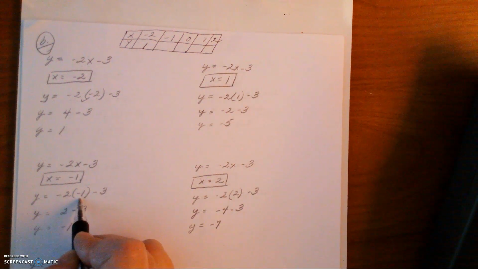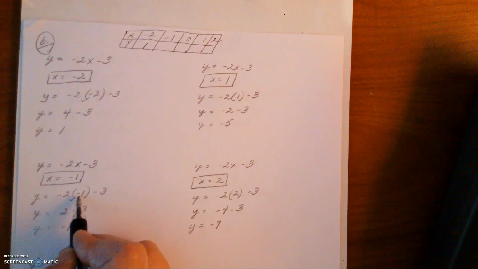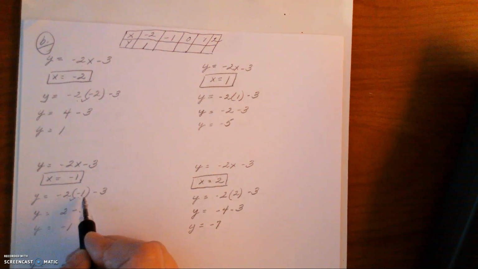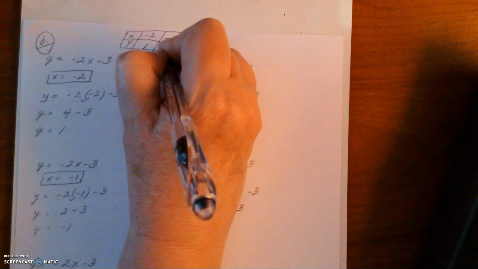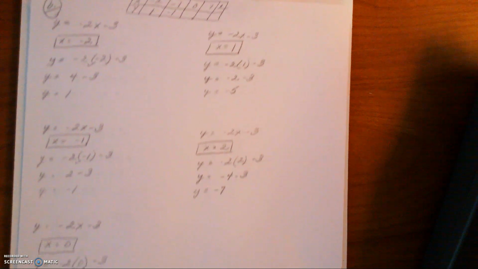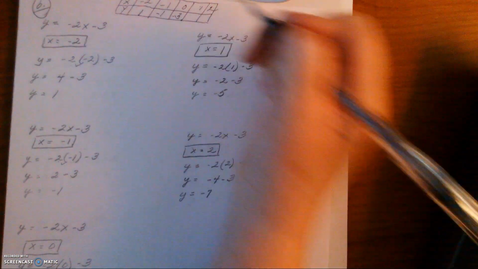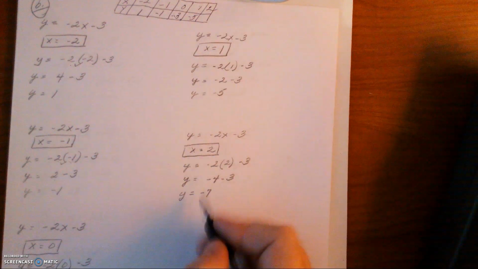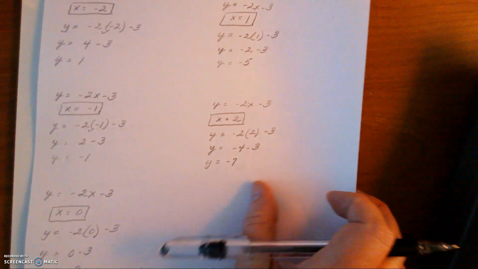So the next number we need to check is -1. So we put it where the x is. So y equals -2 times -1 minus 3, which gives you a positive 2. So 2 minus 3 is -1. Okay? So I'm going to pull up all the answers so you can review the steps. This one is -3, 1 is -5, and 2 is -7. Okay? So make sure you look at all the steps.